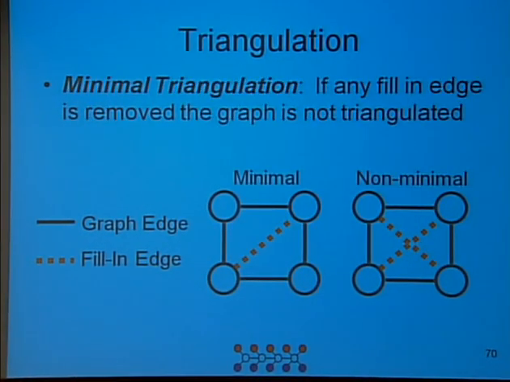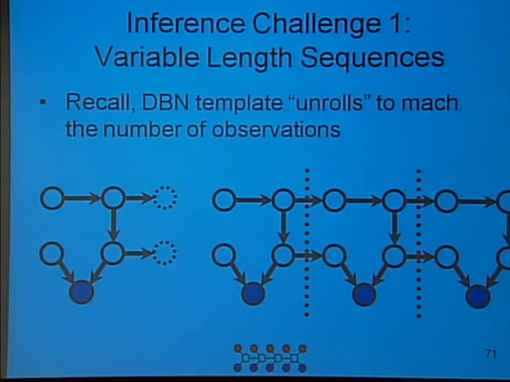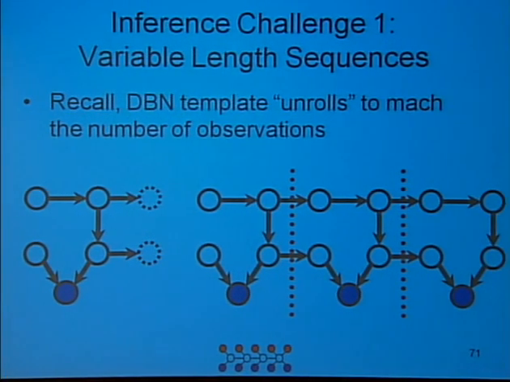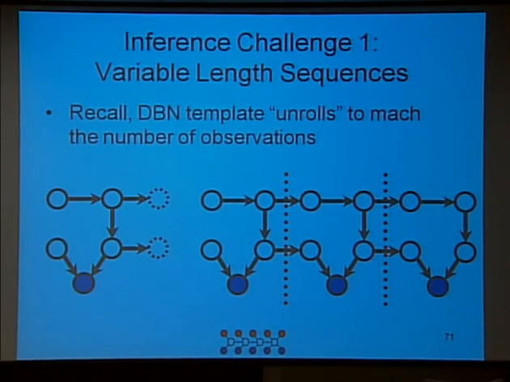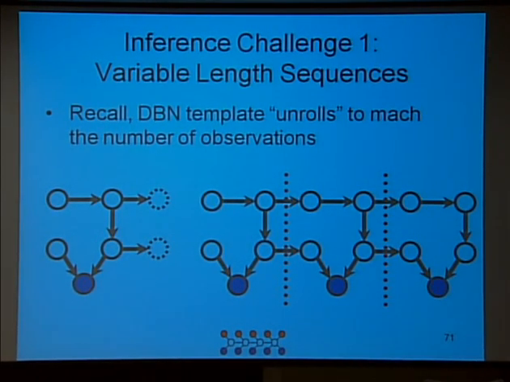And we don't need that slide. OK, so inference challenge 1 is that we're dealing with variable length sequences. If you recall, we have a DBN template that unrolls to match the number of observations. So we have a template, and here we have that template unrolled 3 different times.